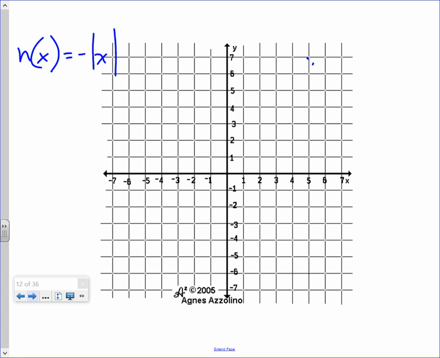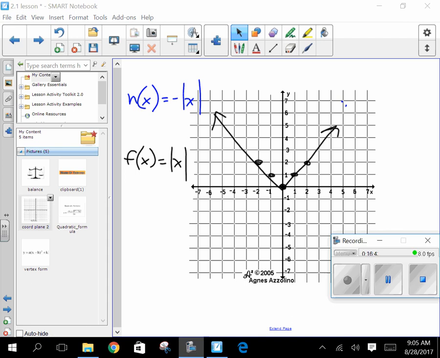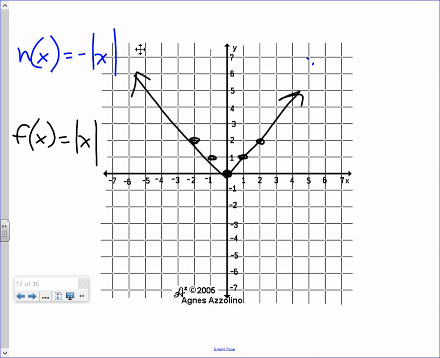Let's do parent function first. The parent of absolute value is f of x equals absolute value of x. So 0, 0 is definitely on it. Remember, this is the V one, the one that looks like a V. It's in our notes. 1, 1, negative 1, 1, negative 2, 2, and so on. So here's the parent function, absolute value. All right?